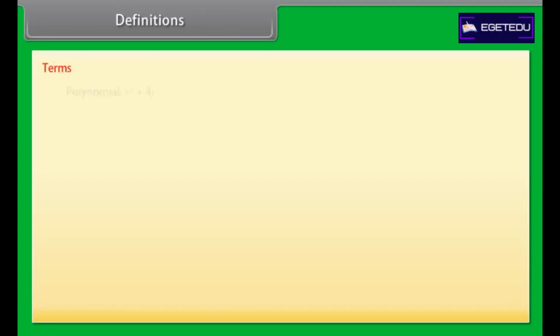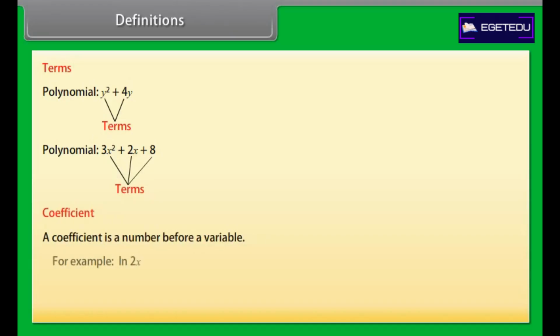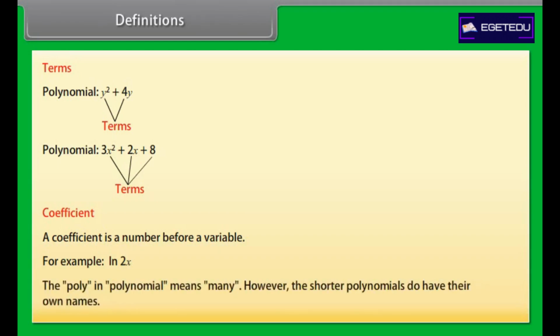Polynomial in one variable means that the expression will have only one variable, like 2x square plus x plus 1, etc. Definitions. Terms. In the polynomial y square plus 4y, the expressions y square and 4y are called the terms of the polynomial. Similarly, the polynomial 3x square plus 2x plus 8 has 3 terms, namely 3x square, 2x, and 8.